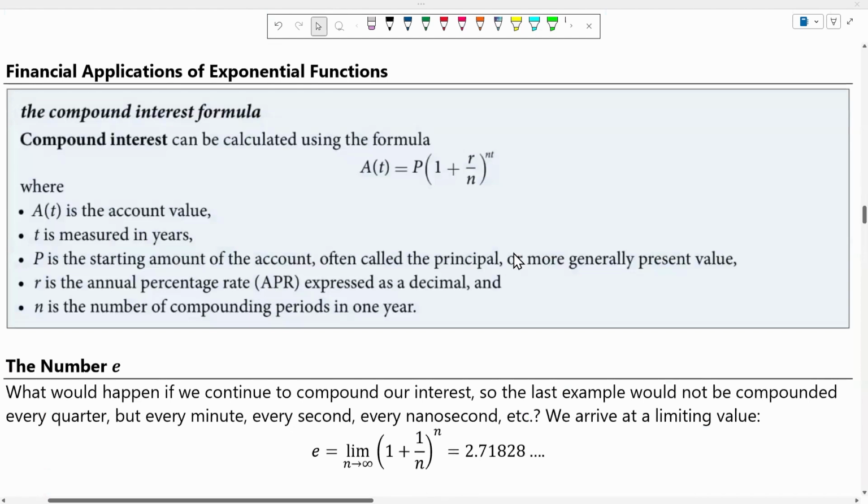I am going to be jumping into a couple of applications of exponential functions, okay? The first one that I'm going to cover is a financial application, okay? And that is compound interest, okay? In the financial realm, there's a fair amount of stuff that can be had just by using compound interest, okay?